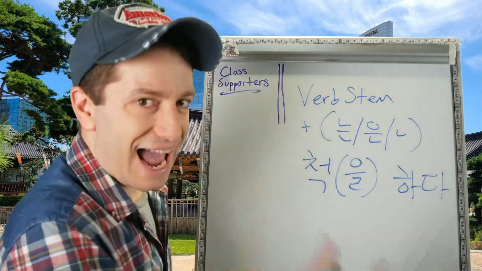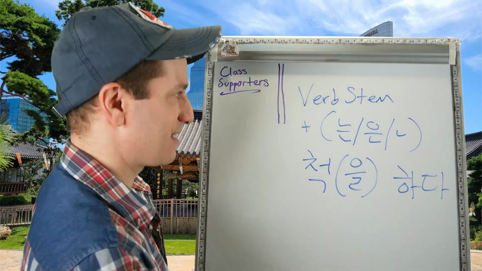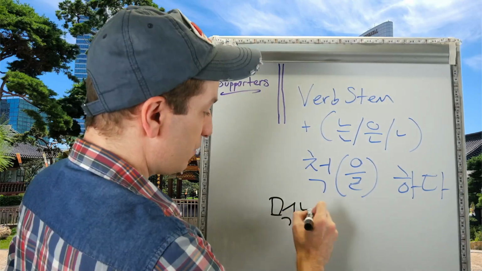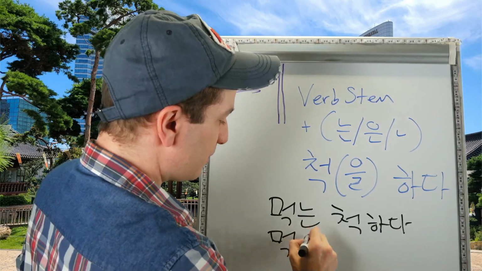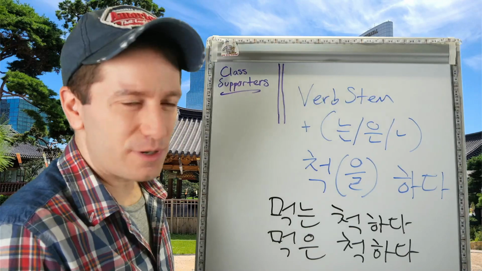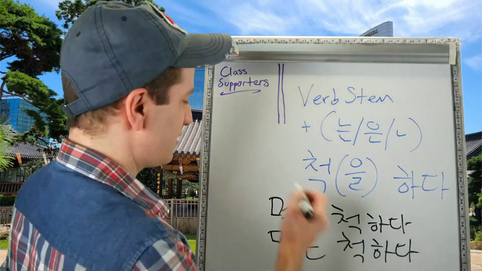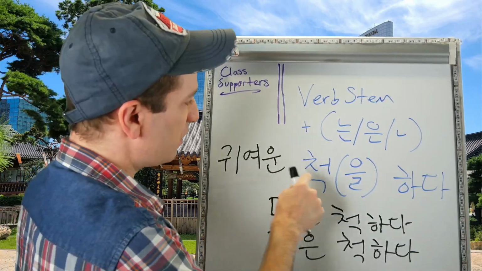If you're using it with an action verb, it can be used with the present tense or the past tense. Adjective. If you have 먹다, you can say 먹는 척하다, or 먹은, past tense, 척하다. And if you're using this with a descriptive verb, you simply use the present tense. So you could say something like 귀여운, from to be cute, 귀여운 척하다.